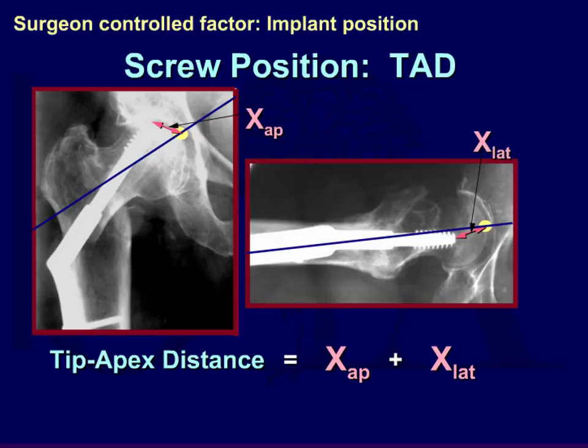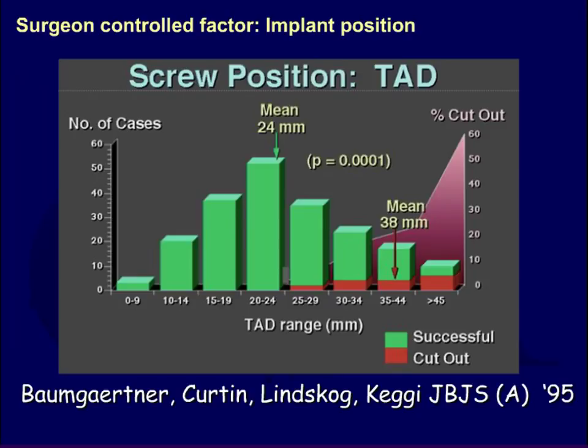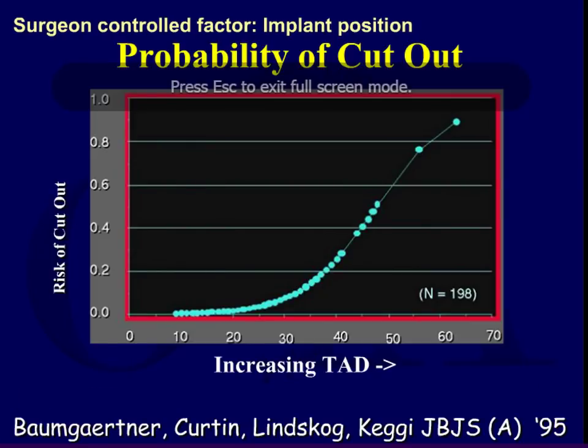This article by Baumgartner, as I said earlier, is a landmark article which talks about the placement of the screw tip from the fovea. It should be less than 25 millimeter, both in AP and lateral together. As you can see, up to 25 millimeter, there is no cutout. As the TAD increases, the cutout, the red one, gradually increases. Up to about 25, there is hardly any cutout, but exponentially it rises afterwards.